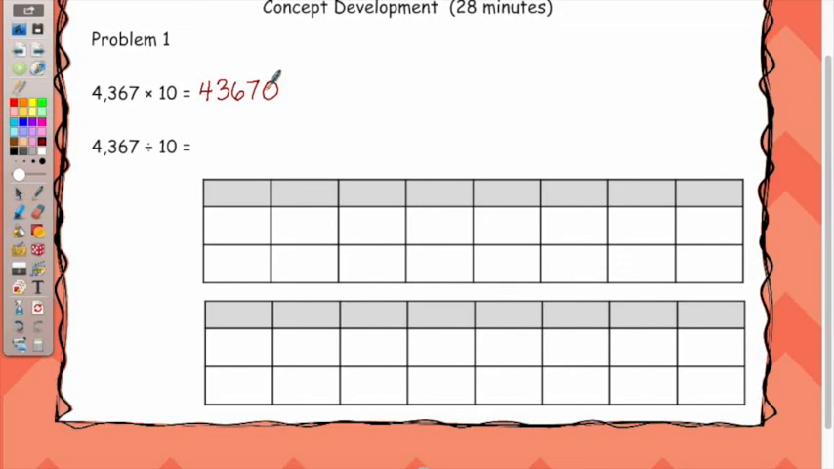Now I'm pretty picky about this, so I want you to watch me place the comma. 1, 2, 3, comma. I want you to count backwards from the ones place. Okay, so when I get to the comma, I'm going to say 1,000. Here we go. 43,670. Okay. So now you have an answer for that.